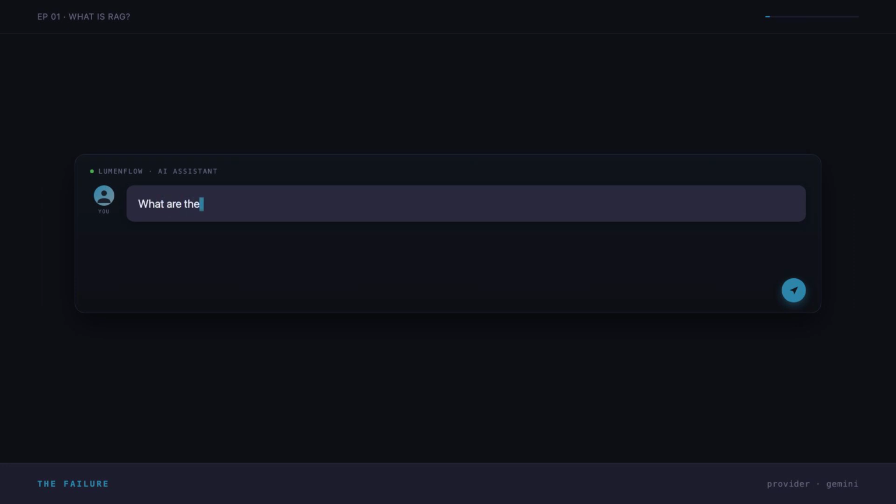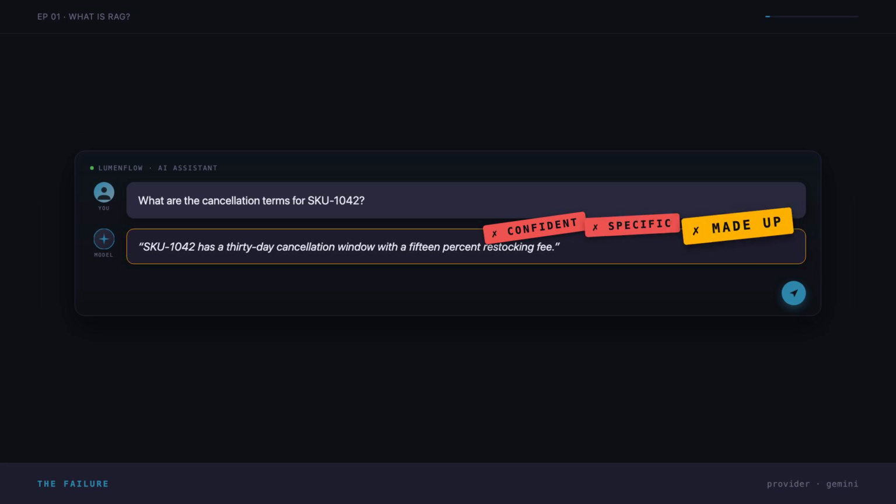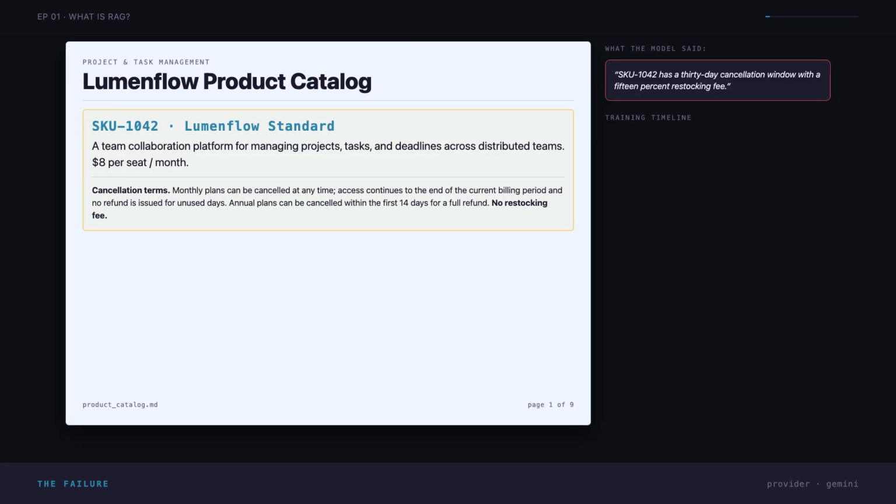You ask a chat model about the cancellation terms for SKU1042 in your company's product catalog. It answers immediately: SKU1042 has a 30-day cancellation window with a 15% restocking fee. It's confident, specific, made up. The model has never seen your catalog. It does not know SKU1042 exists.